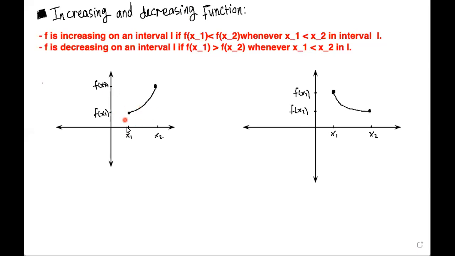So in the picture here, the function is increasing. Why? Look, x1 is less than x2, and the value for f of x1 is less than the value for f of x2. This means the function in the interval from x1 to x2 is increasing. Look at picture 2 here: x1 is less than x2, but f of x1 is greater than f of x2. This means, by using the definition, the function is decreasing.